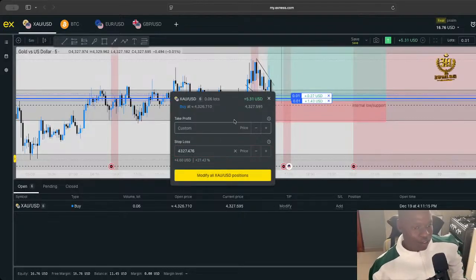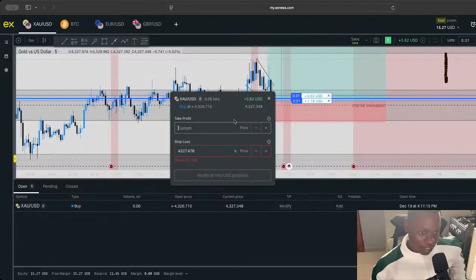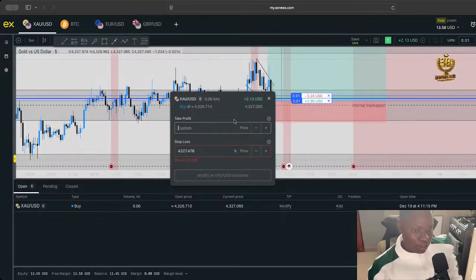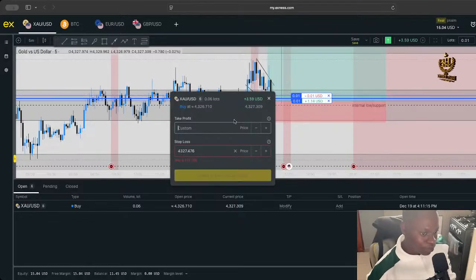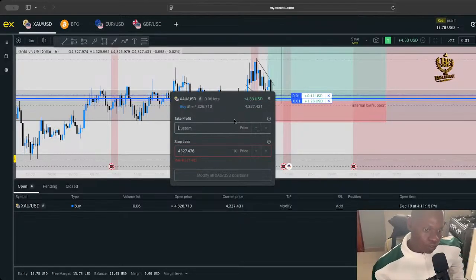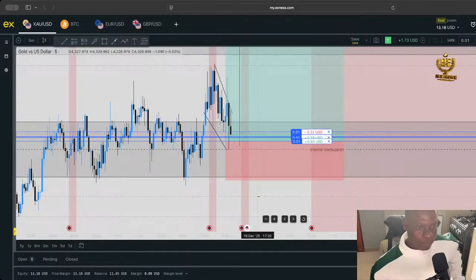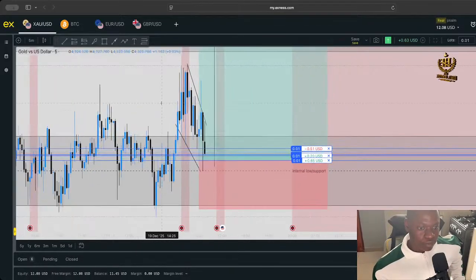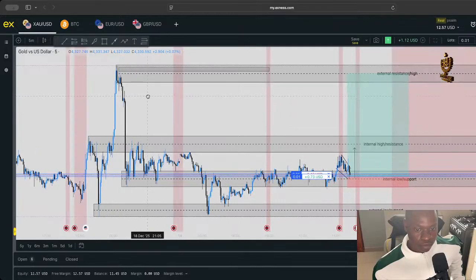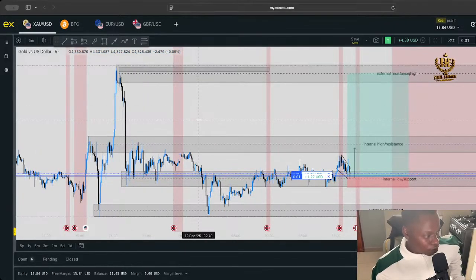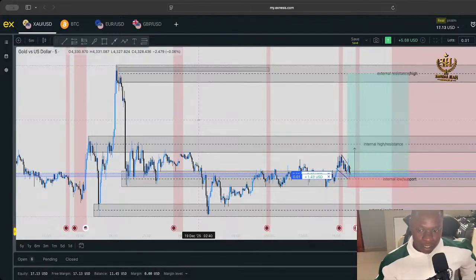We can't lock it now. This is where we'll be logging our trades. So we just need a little bit of a push to the upside. We want to see price pushing to the upside. Then we'll be able to lock our trades.